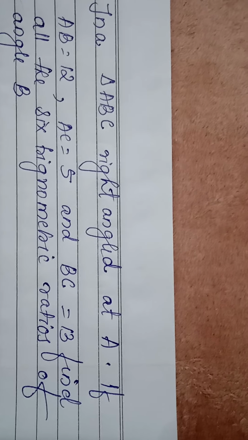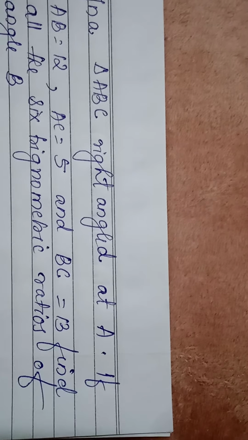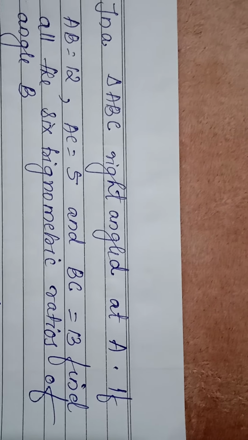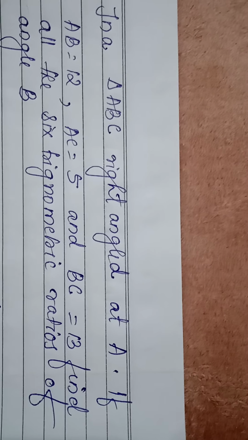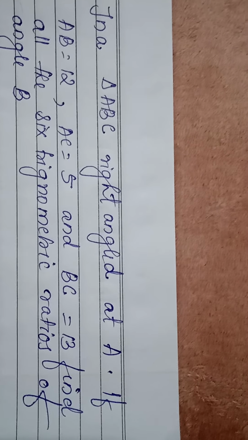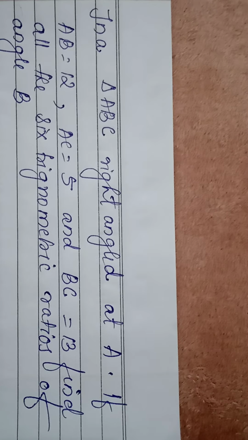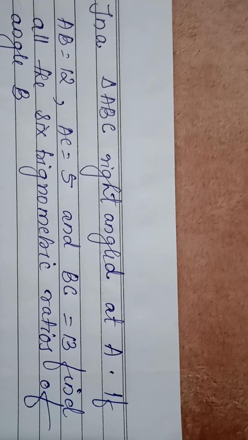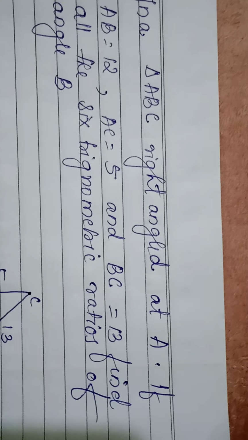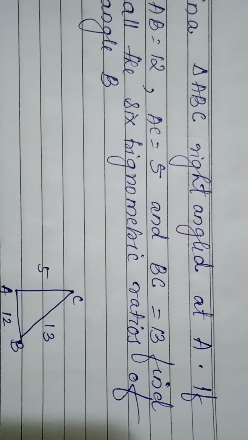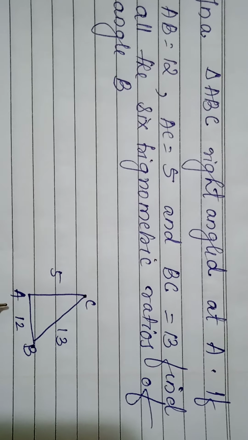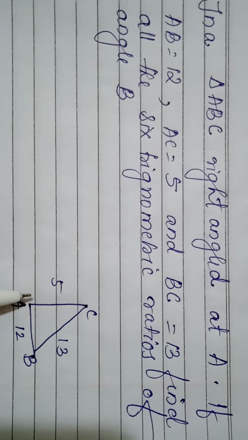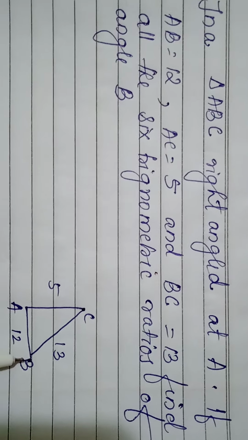I will write one question for you. In a triangle ABC, right angled at A, if AB equals 12, AC equals 5 and BC equals 13, find all the six trigonometric ratios of angle B. Here this is a right angle. All the measures are given, so we have to find the six trigonometric ratios. AB is 12, AC is 5, and BC is 13.